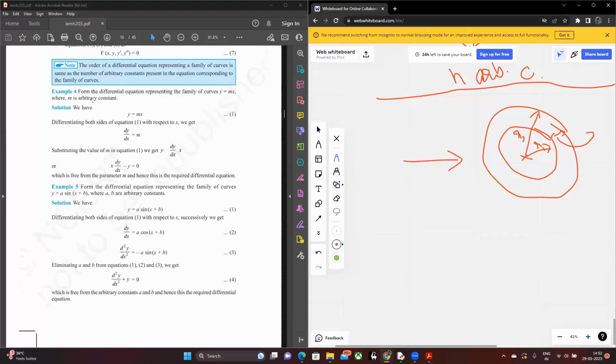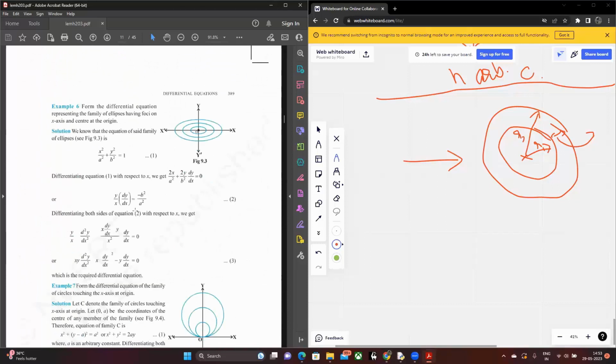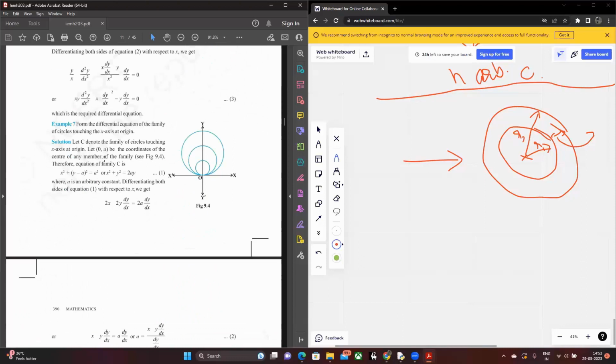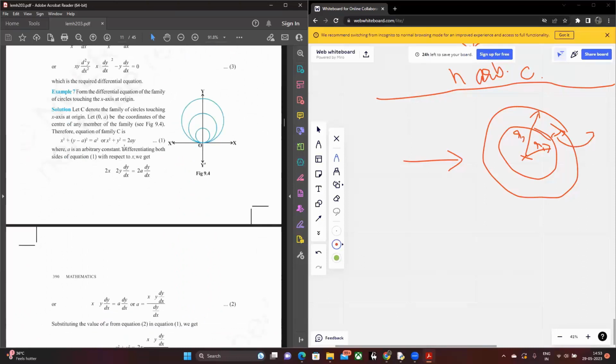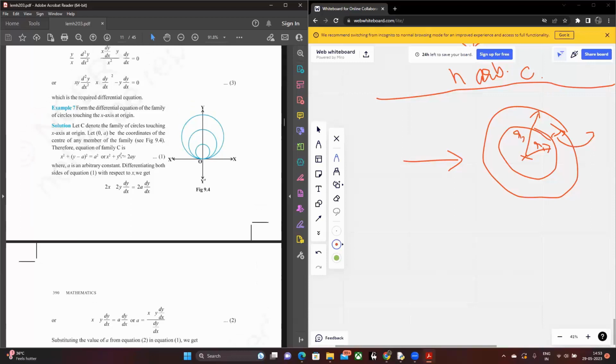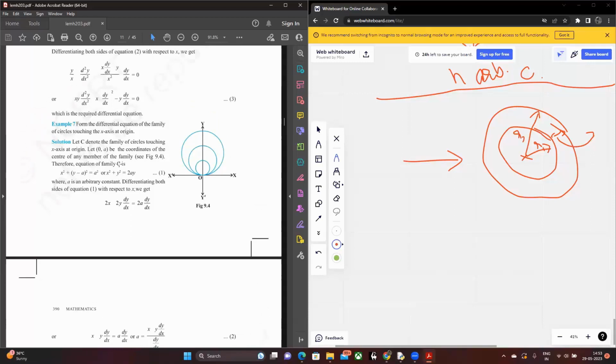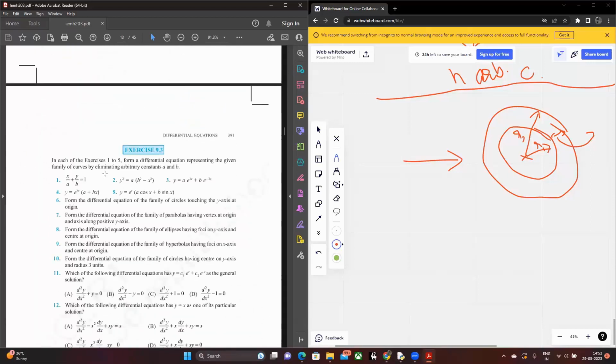Similarly, you will have a differential equation of order 1 for the family of curves y equals mx. Something like y equals a sin x plus b will have a differential equation of order 2, and something like this, the family of ellipses having center at the origin and foci on the x-axis, that is the major axis along x, will again be a differential equation of order 2. The fewer the constants you have, the lower is the order of the differential equation.